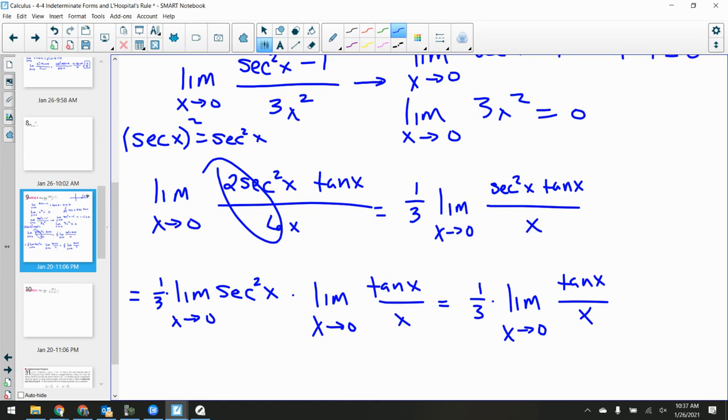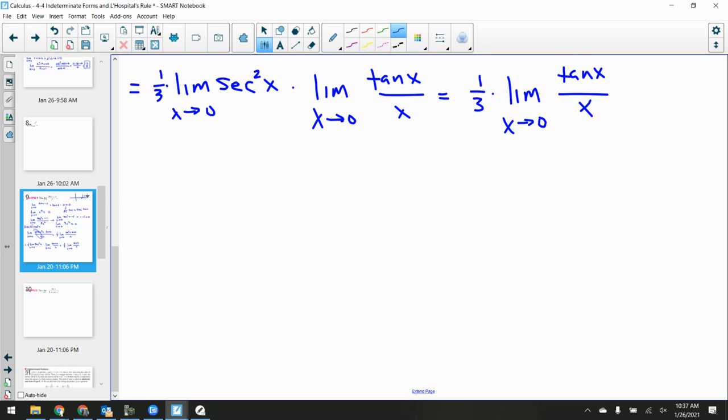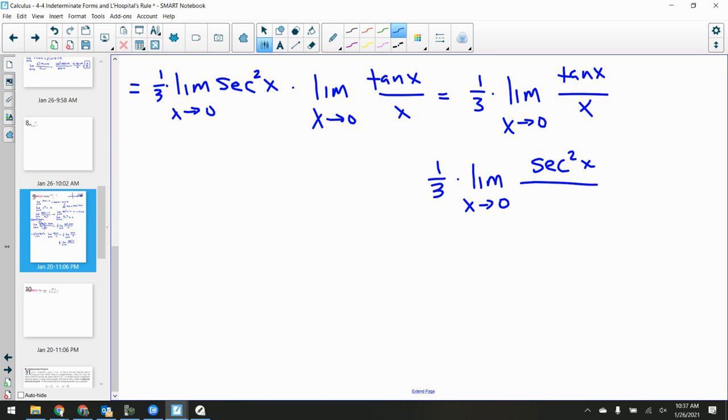Because what is this still? That's still indeterminate, because I'm going to get another 0 over 0. Well, the nice thing is that their derivatives are quite easy again. Times the limit as x goes to 0 of the derivative of tangent, that's again secant squared. Sorry, I had it right. Secant squared x over 1.